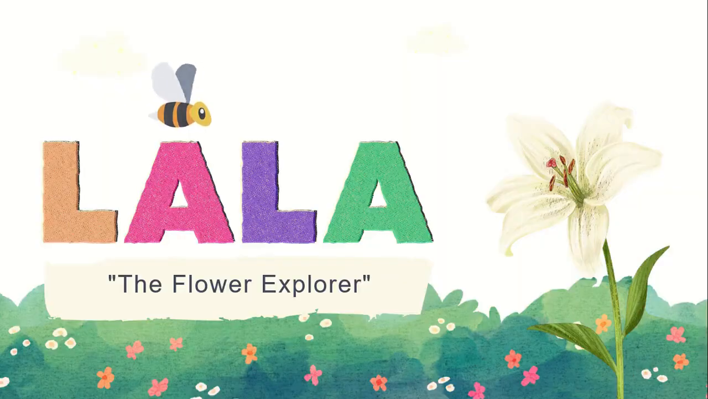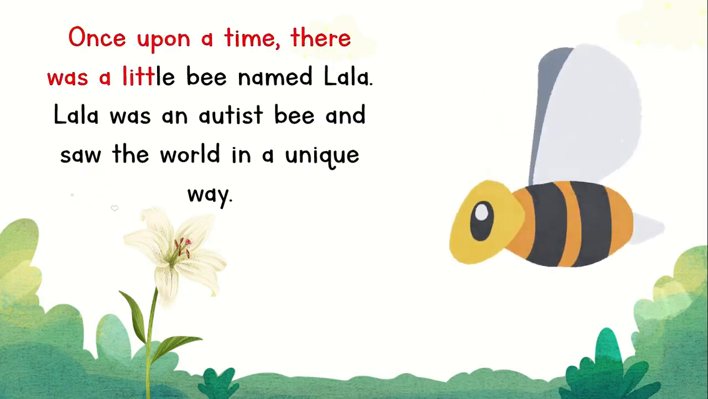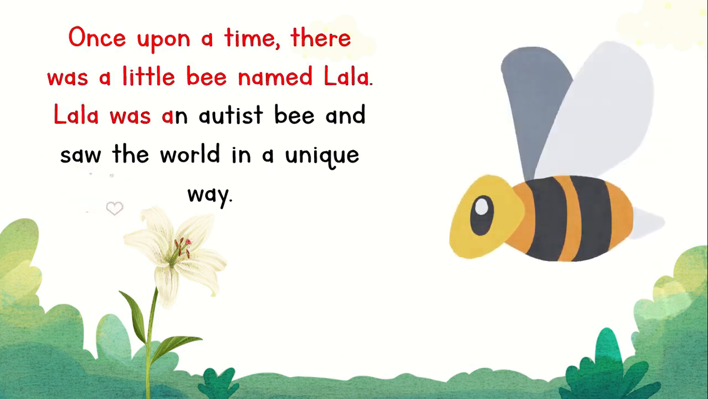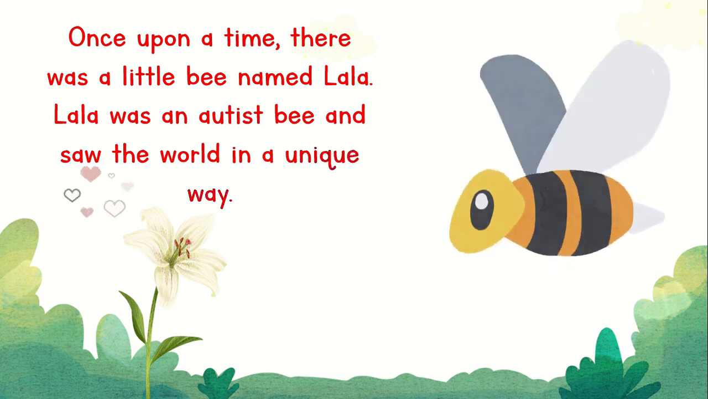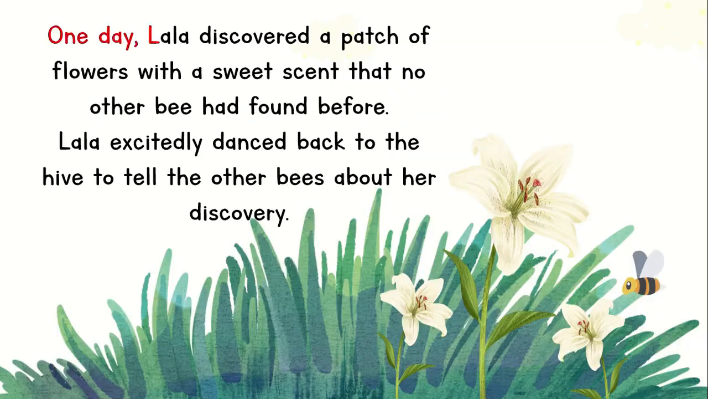Lala, the Flower Explorer. Once upon a time, there was a little bee named Lala. Lala was an autistic bee and saw the world in a unique way. While other bees would collect nectar from the same flowers every day, Lala would explore new and different flowers. One day, Lala discovered a patch of flowers with a sweet scent that no other bee had found before.